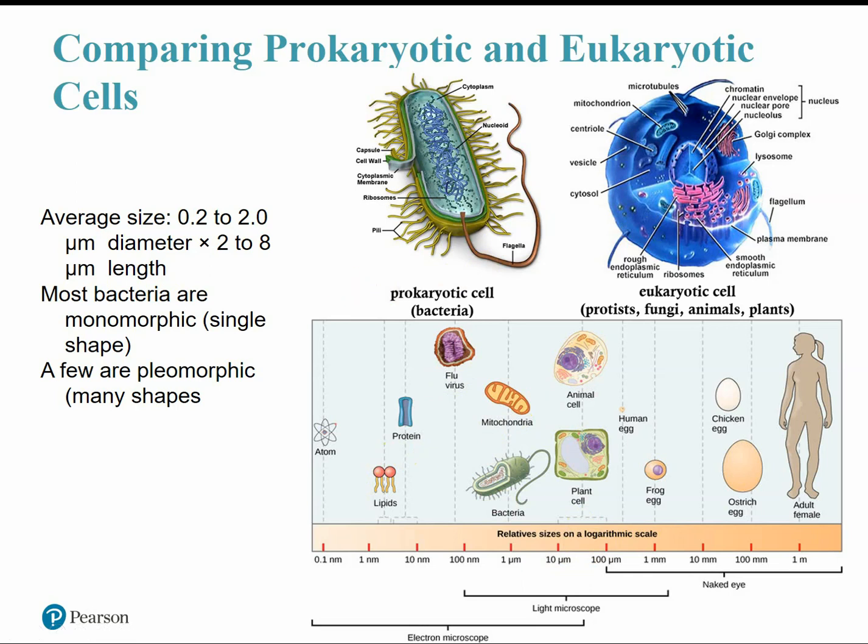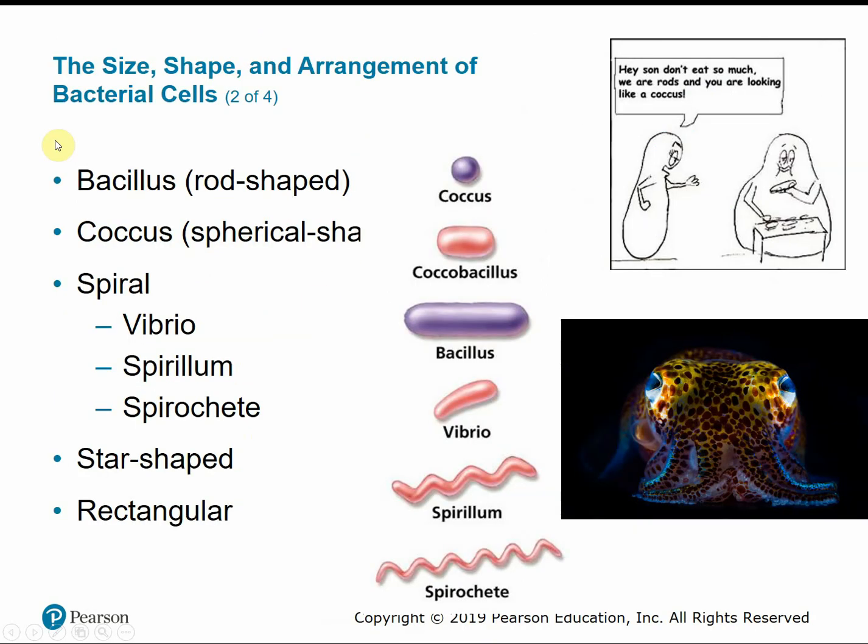Most bacteria are monomorphic, meaning they only have a single shape. They don't change shape as they multiply, although there are a few that can exhibit many shapes, or pleomorphic. We're looking at the size, shape, and arrangement of bacterial cells.